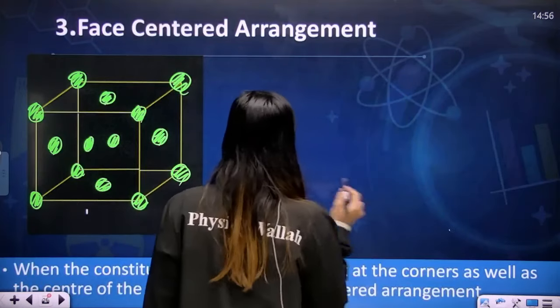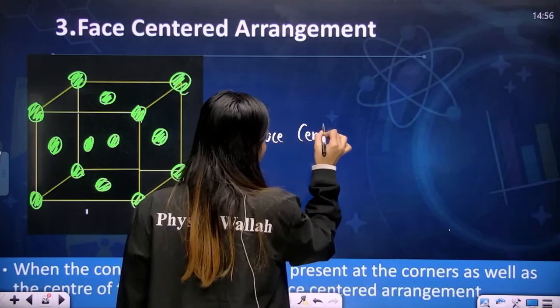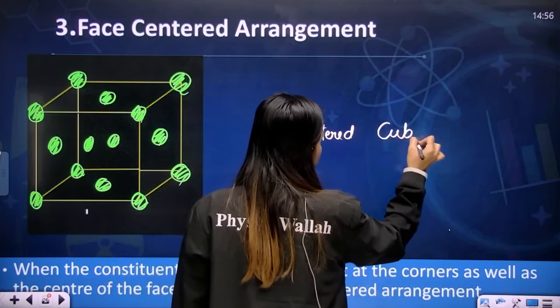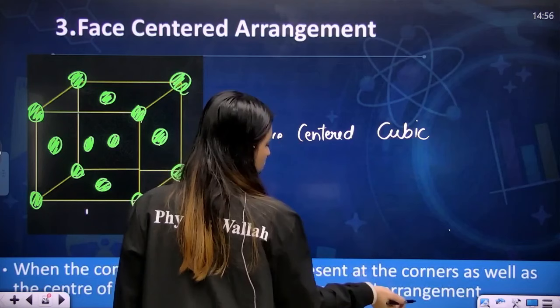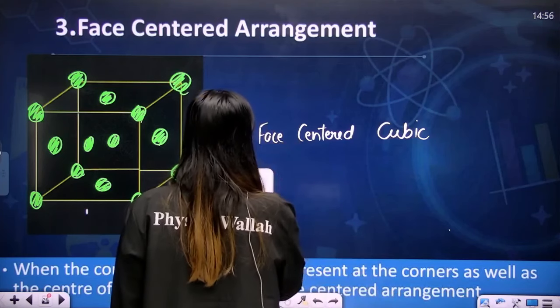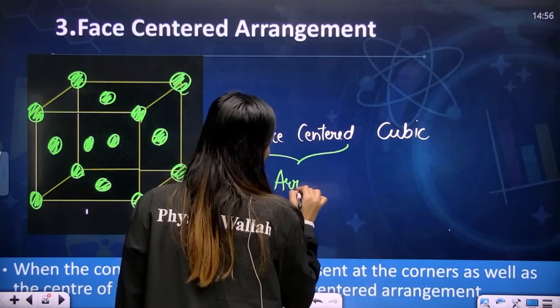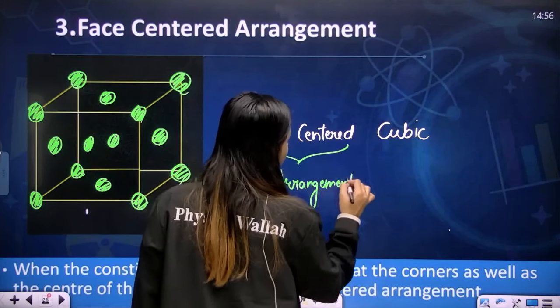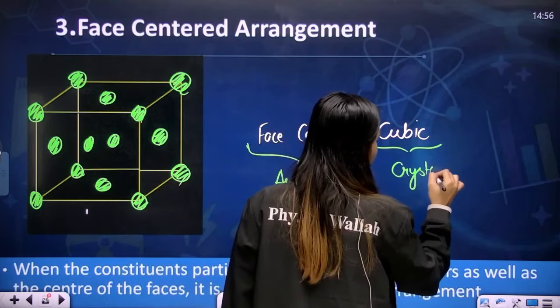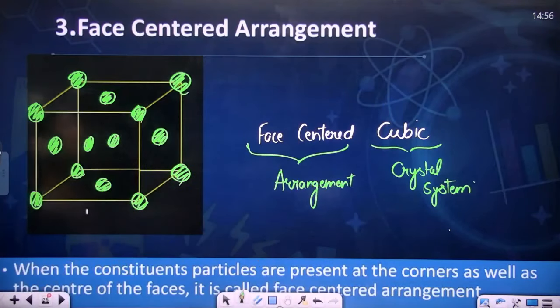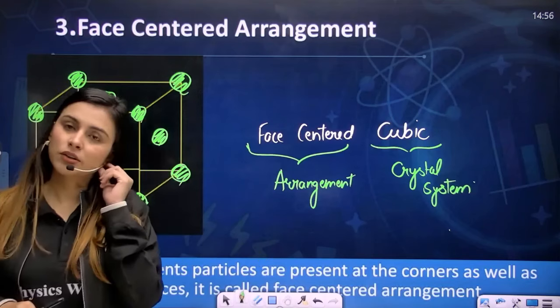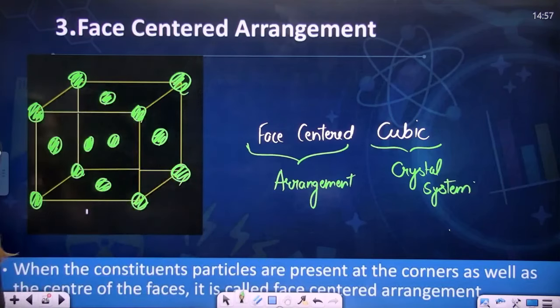So you call it face-centered cubic crystal system. This is your arrangement and this is your crystal system. Okay, perfect. I hope you're clear with this. This is how you will be writing the face-centered cubic crystal system. When the constituent particles are present at the corners as well as the center of the faces, it is called the face-centered arrangement.